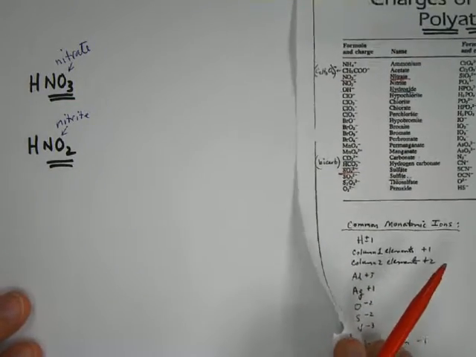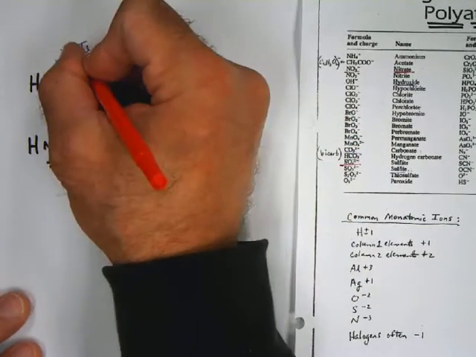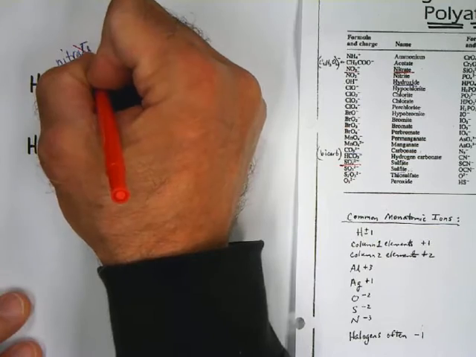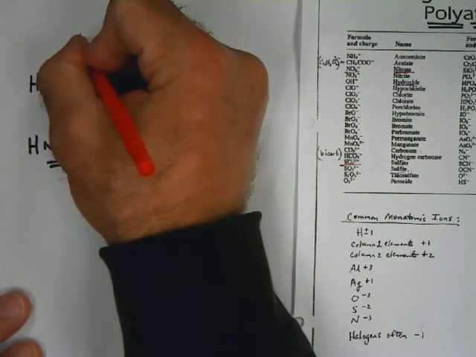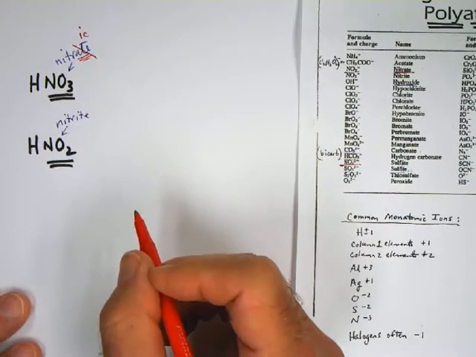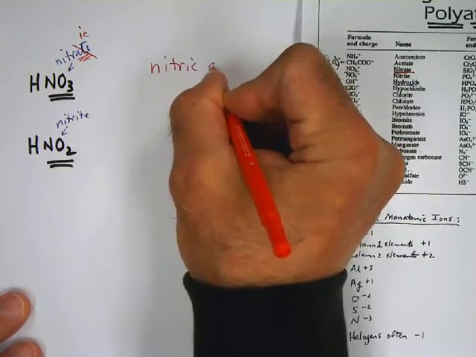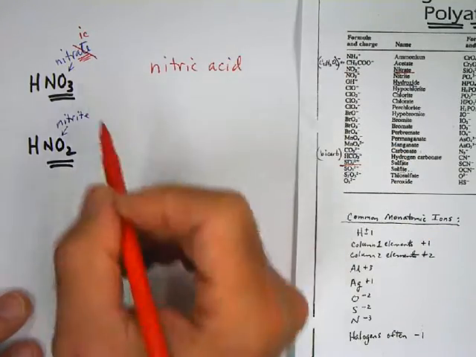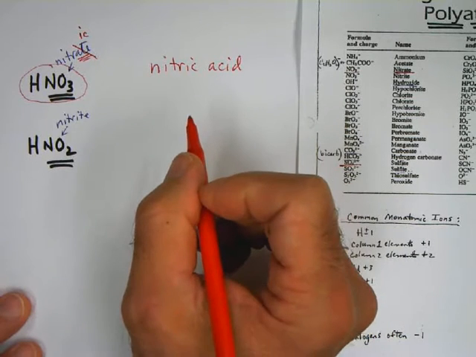No. Let's look at the second compound, HNO2. HNO2 has a nitrite ion. That ITE ending needs to be replaced with what? That's right, OUS. So we end up naming the acid as nitrous acid.